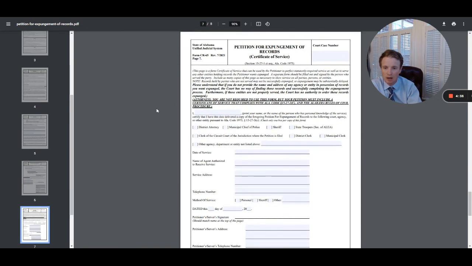Here is what's called a summons or a certificate of service, where you've got to lay out all the people that you've served, which would be the district attorney. If it was a city police, you fill out the city police. If they were booked in the jail, then you fill out sheriff, just depending on where they are. You've got to serve the clerk of the circuit court, or the municipal clerk, all of the people that you need the records expunged from, and you're going to have a separate one of those for each.